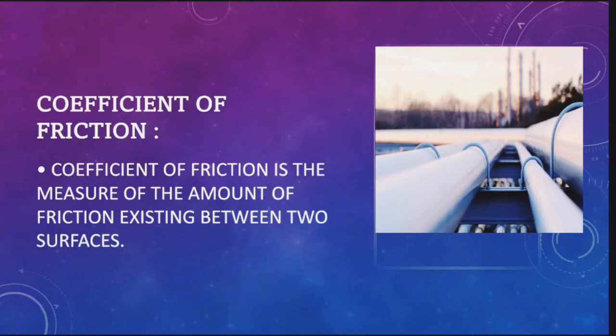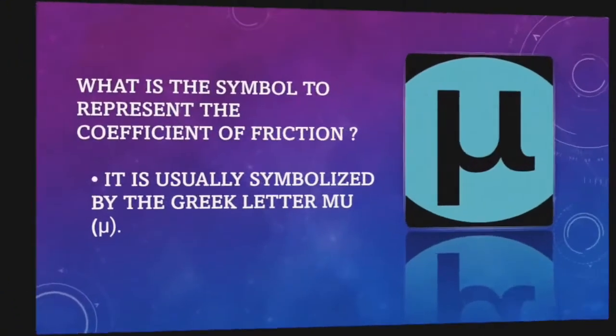What is coefficient of friction? Coefficient of friction is the measure of the amount of interaction or the amount of friction existing between two surfaces in contact when they slide over one another, when one body rolls over another, and as two surfaces in contact which are not moving are acted upon by forces in opposite directions.